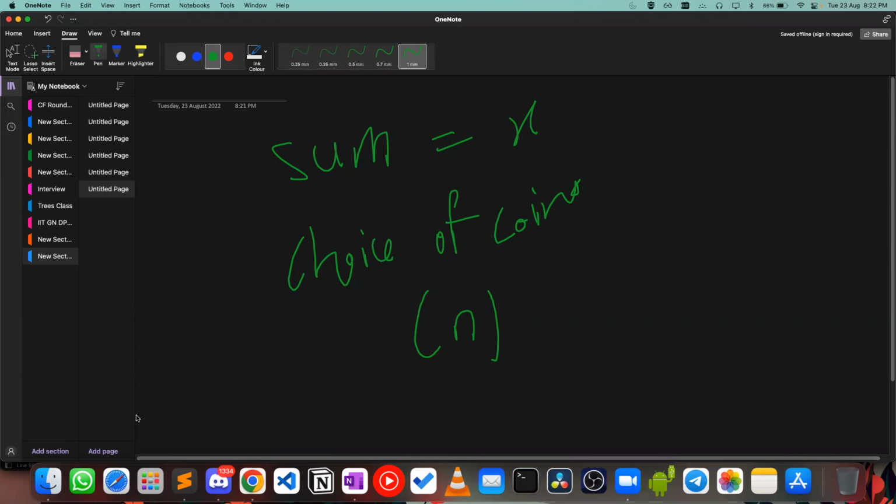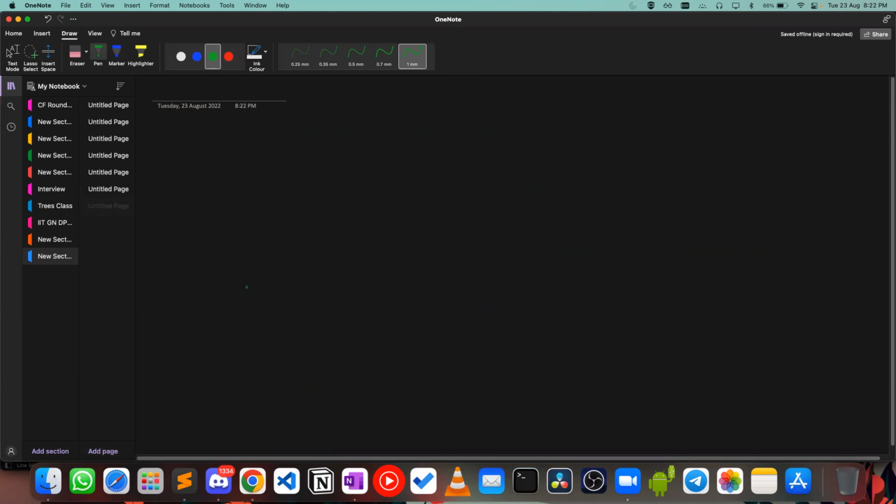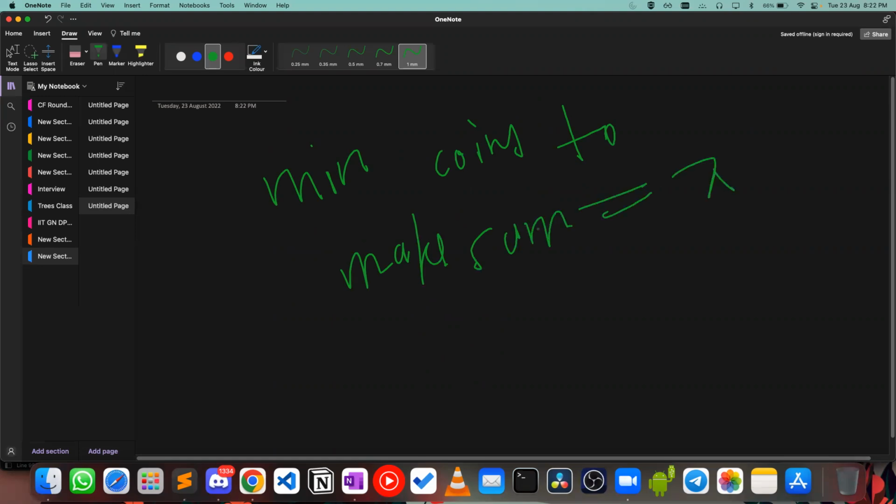Okay, what is the biggest problem that you have to solve? First of all, tell me what is the biggest problem. The biggest problem is that you have to find out minimum coins to make sum equal to x. This is a big problem, right? Let's say I give you a problem where you have to tell me the minimum number of coins required to make a sum of y such that y is less than x.